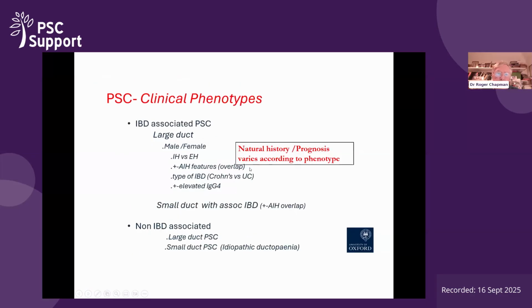So just to summarize for you, again, I don't want to repeat it, there are various clinical phenotypes. The clinical phenotype is the type of disease that you get with a certain condition. There's IBD-associated, non-IBD-associated, large duct and small duct, and there are various factors which I'll mention in a minute, with large duct disease, which can influence prognosis.